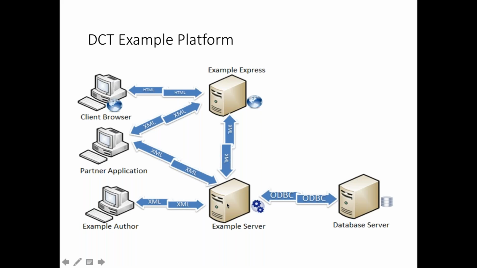Now the example server has a role to play: it will divide the information and give it back to the respective components to do their business. Let's say the VIN number is received over here. Now the example server has to give it to the partner application so that the other information will be retrieved. So here they will give the information.